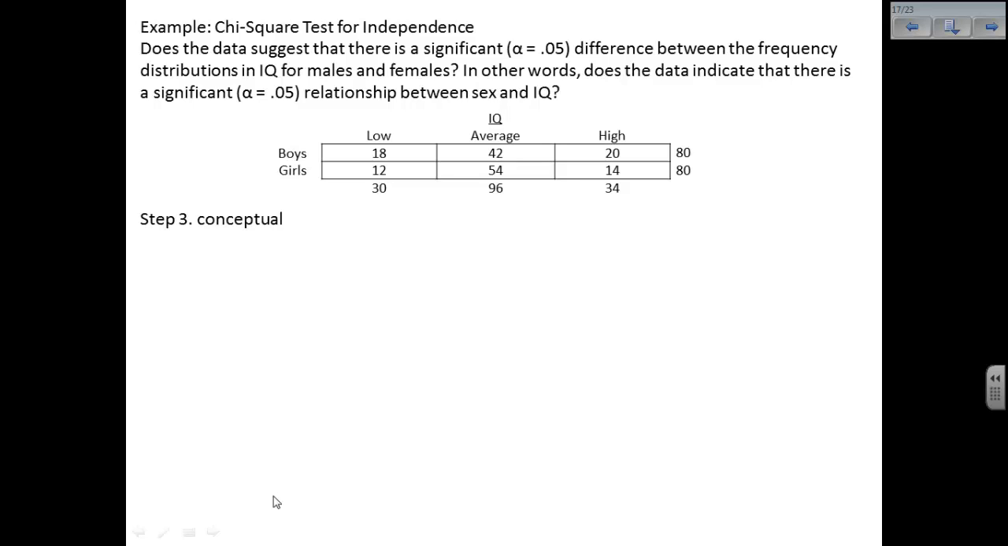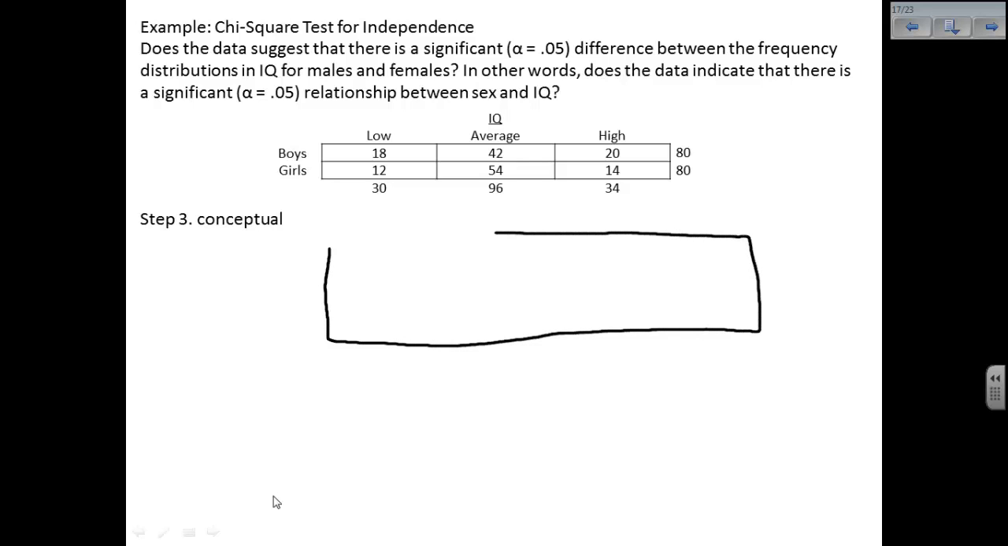I would say that for this slide, just pay attention and try to absorb the conceptual piece, and then for the next one, really pay attention because those are the calculations that you'll be doing. Okay. So the first thing that we want to do is create a new table and only keep the column and row totals. So I'm going to draw a new table that matches the previous table. So boys and girls. We've got a low IQ, an average IQ, and a high IQ.